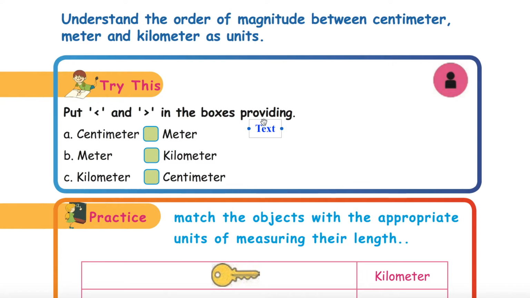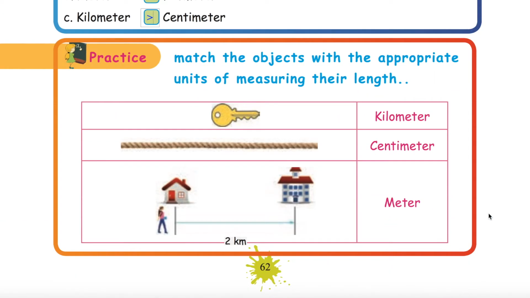Less than and greater than: which is less than centimeter? Centimeter is less than meter. Meter is less than kilometer, and kilometer is not less than, this is greater than. Kilometer is greater than centimeter and meter.